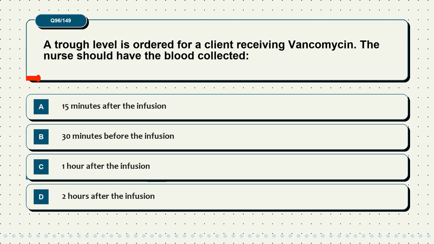Question 96. A trough level is ordered for a client receiving vancomycin. The nurse should have the blood collected. Here are the options. Option A. 15 minutes after the infusion. Option B. 30 minutes before the infusion. Option C. 1 hour after the infusion. Option D. 2 hours after the infusion.